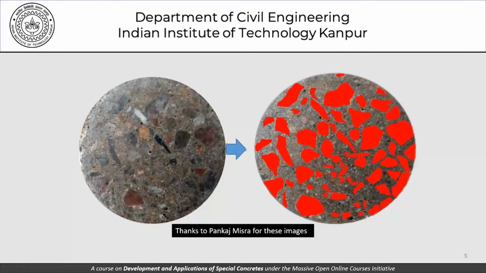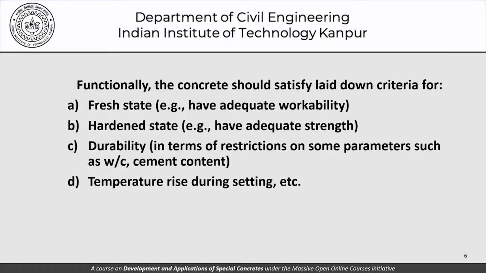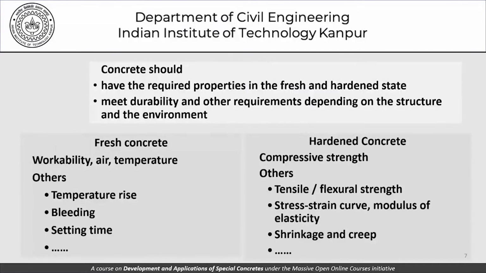Functionally, the concrete should have properties that satisfy laid down criteria for both the fresh state, the hardened state, and any other requirements like durability, temperature rise, and so on. We've seen these properties of concrete as well. In the fresh state, it could be workability, air, temperature, bleeding, setting time, and we've seen how these properties are measured. In the hardened state, it could be compressive strength, tensile strength, flexural strength, the stress strain curve, and so on.